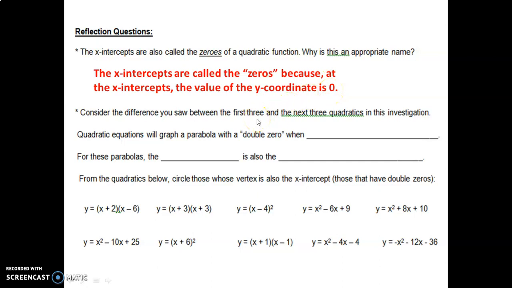Consider the difference you saw between the first three and the next three. And let's fill in the blanks. Quadratic equations will graph a parabola with a double zero when it is a perfect square trinomial. For these parabolas, the blank is also the blank. What goes in there? The vertex is also the x-intercept. We talked about that. We saw it.